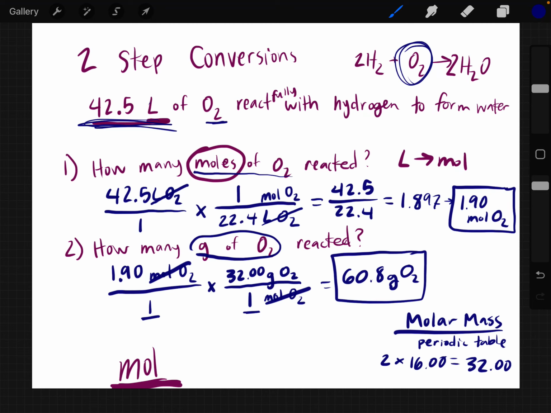So hopefully you see that the point of this problem, the point of CQ5, these two-step conversions, is that you have to be able to go to moles first to be able to switch to a different unit. We use moles as our bridge.